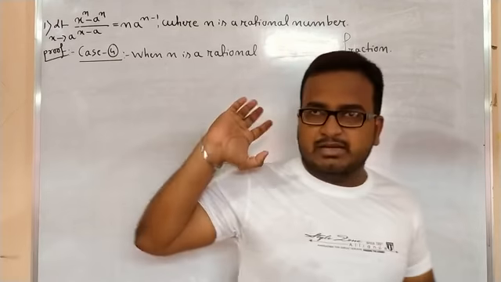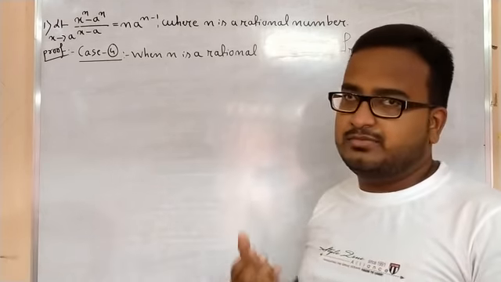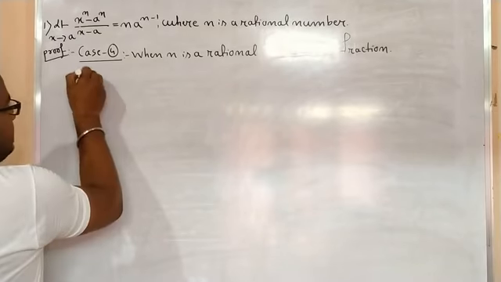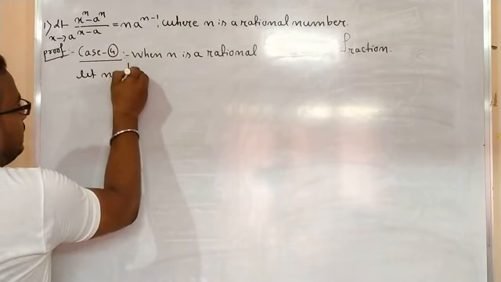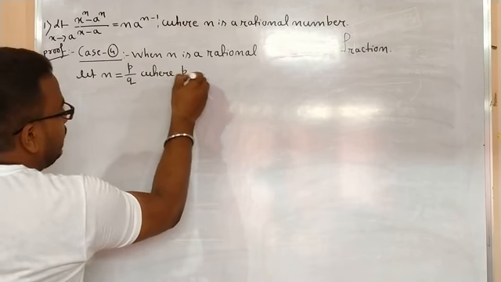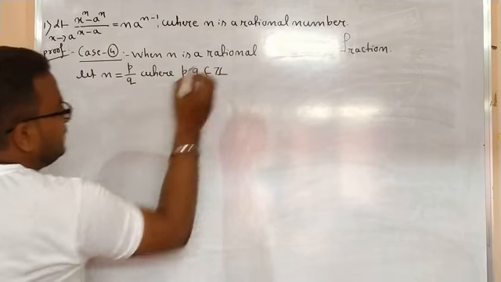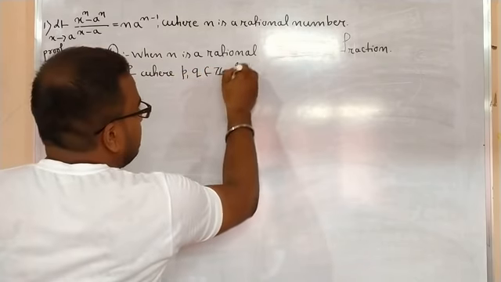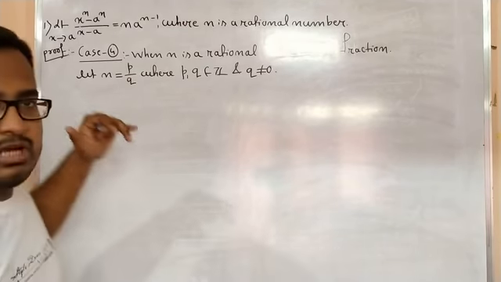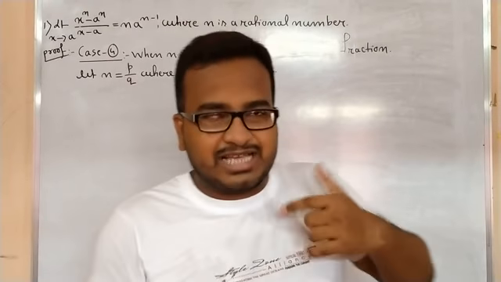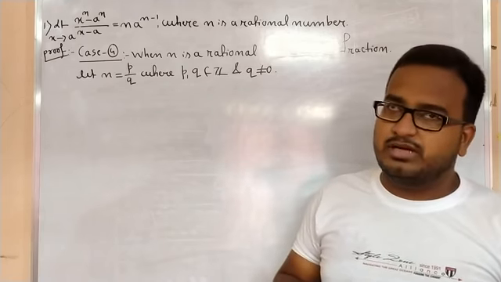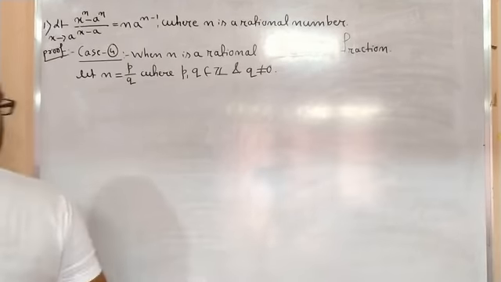So this is our case number 4, when n is a rational fraction. Every rational fraction can be expressed as, let n equal to p by q, where both p, q belong to Z, because both p and q are integers, provided q cannot be equal to 0. We have already learned this at school level. Now by using this, let us prove this one.